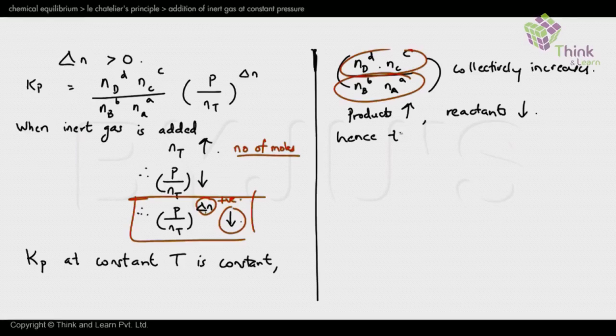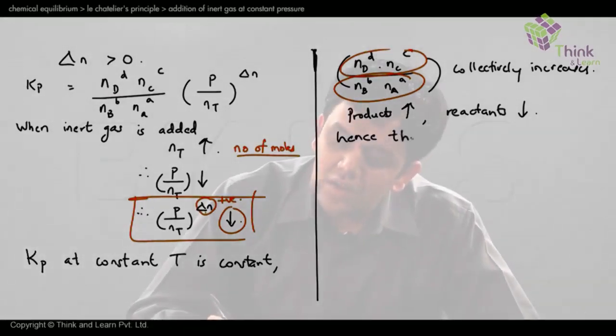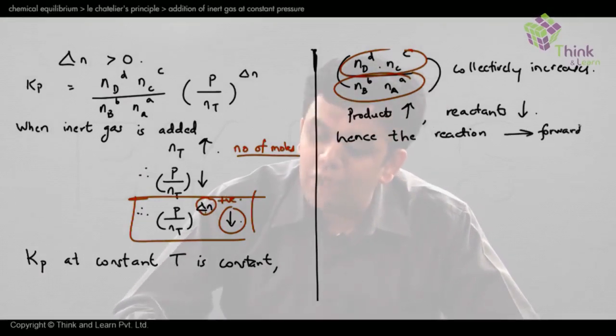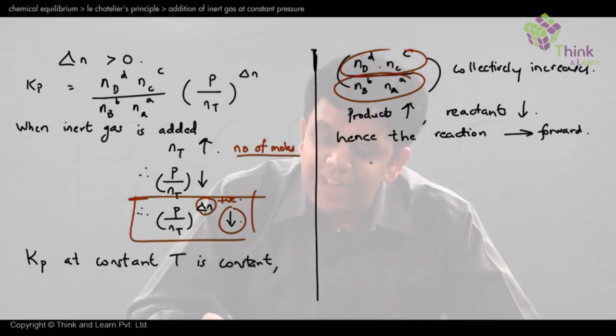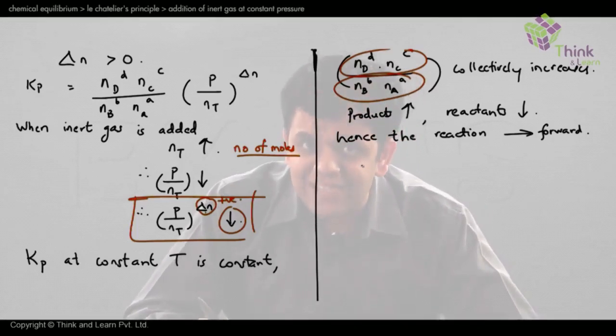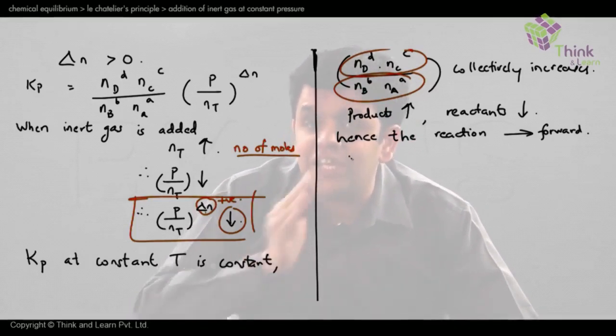Now this term can increase either by increasing the numerator or decreasing the denominator. So in both cases, essentially, products are increasing, reactants are decreasing. Hence, the reaction is going in the forward direction. To summarize, when delta N is greater than 0, at constant pressure, if you add an inert gas, then the reaction proceeds in the forward direction.